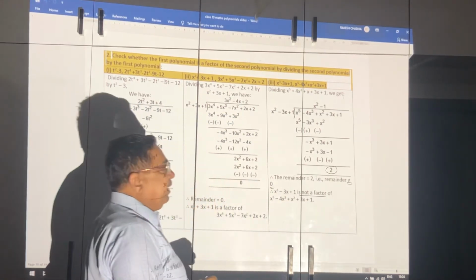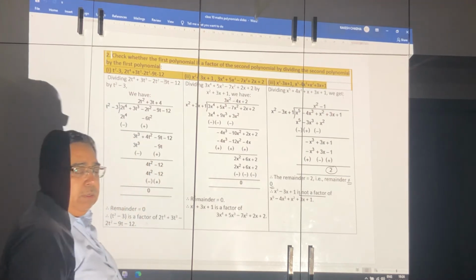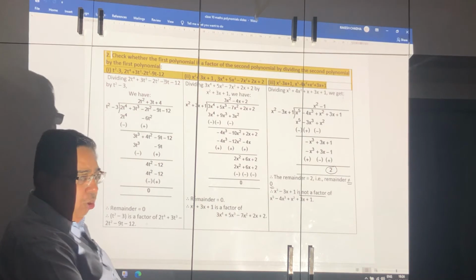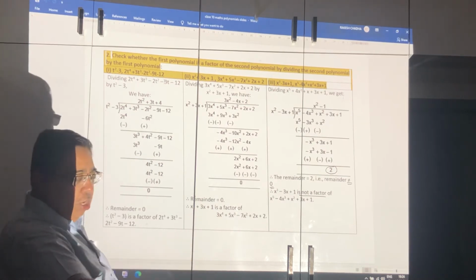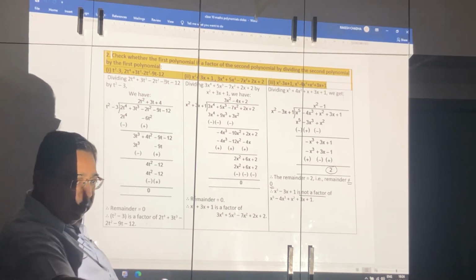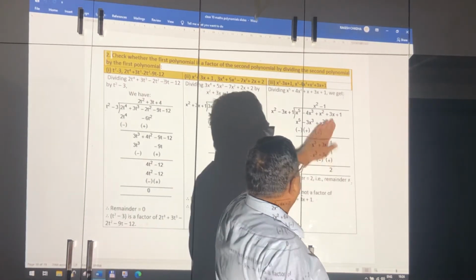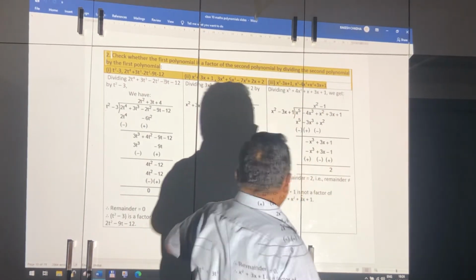This is how you write in the exam. Whether it's 1, 2, half, don't have to look. Remainder has to be 0, it is a factor. Remainder is not equal to 0, we don't want to know what it is. It is not a factor. Okay? Either 0 or non-zero.